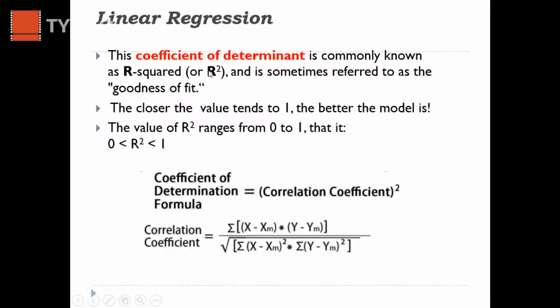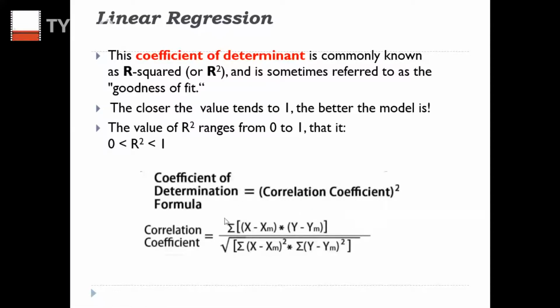This R is nothing but the Pearson's coefficient, which we saw earlier, that is the coefficient of correlation. The closer the value tends to 1, the better the model is. The value of R square ranges from 0 to 1. Further, the coefficient of determination is also given by the correlation coefficient, the whole squared. So this R is the coefficient of correlation, and the formula is similar, just squaring the whole term of the coefficient of correlation.